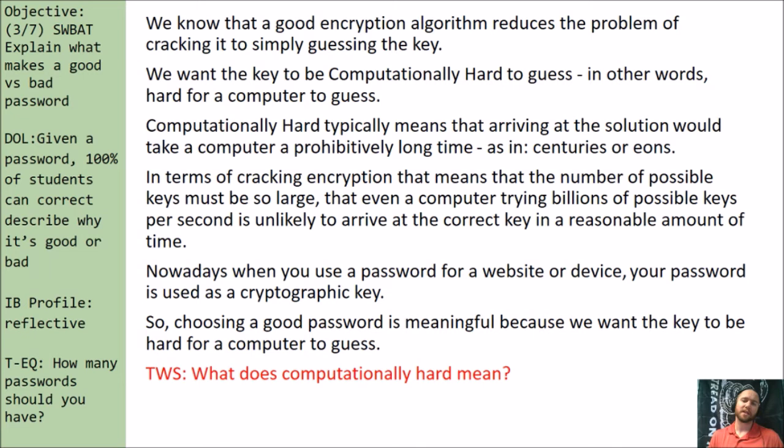Computationally hard typically means that arriving at the solution would take a computer a very long time to do, maybe centuries or eons. In terms of cracking encryption, that means that the number of possible keys must be large. Just like I said, the importance is in length more than any of those other things you read in creating a password. So even a computer trying billions of possible keys per second is unlikely to arrive at the correct key in a reasonable amount of time.